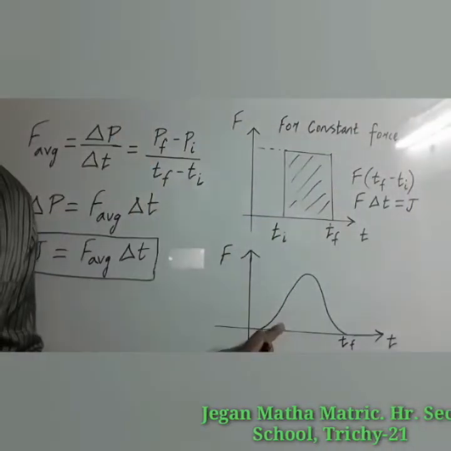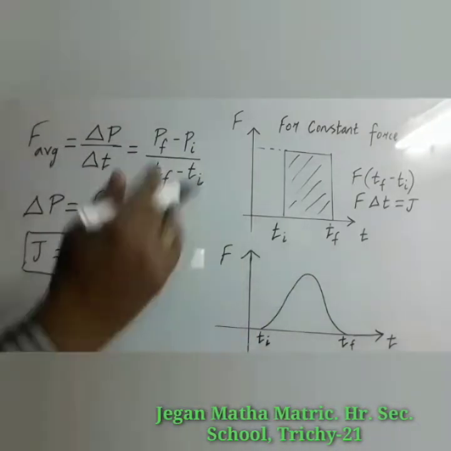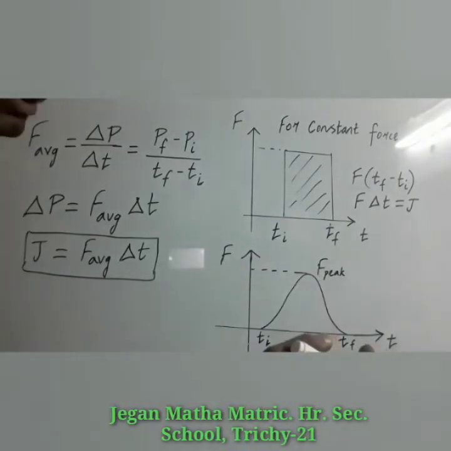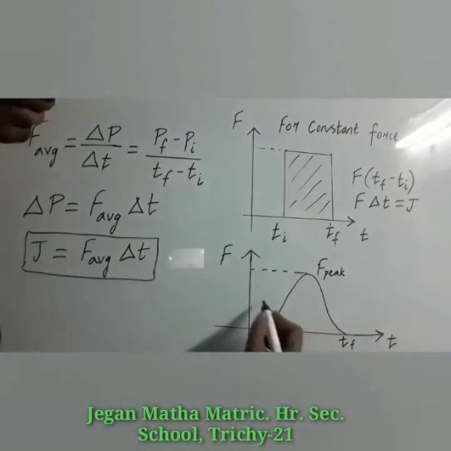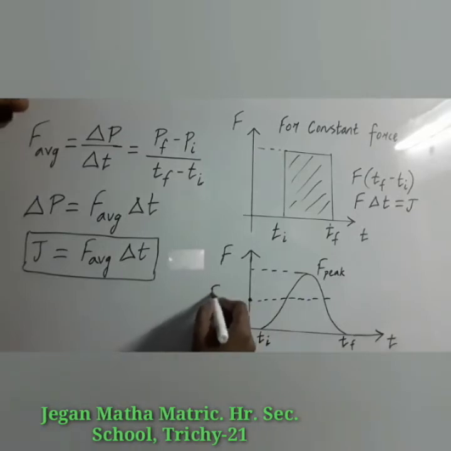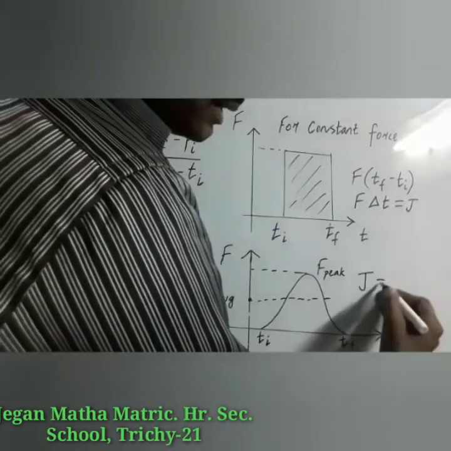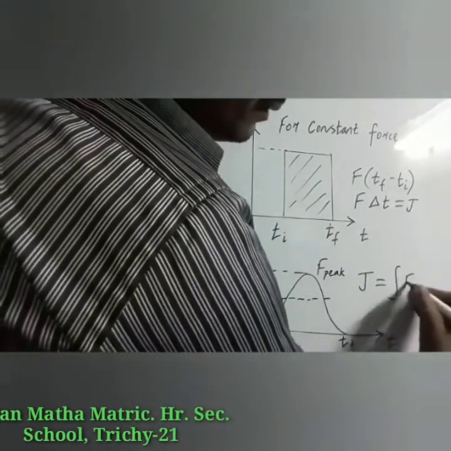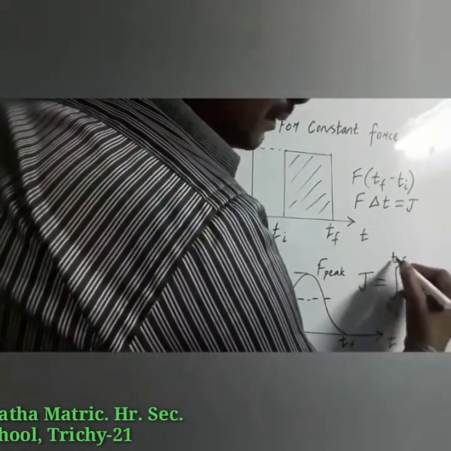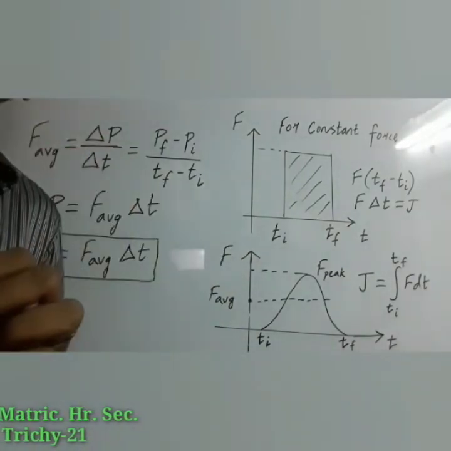In this graph it is not a constant force, it is increasing and decreasing, so it is a variable force. Further you have to find the average value. Here it is a peak value, F peak. Then where will be the average value? The average value will be less than the peak value, so let us take it here. That is the average force. For this variable force, we can find the impulse with integration only. So J equals the integral of F dt from Ti to Tf. Let us discuss some illustrations to understand impulse.